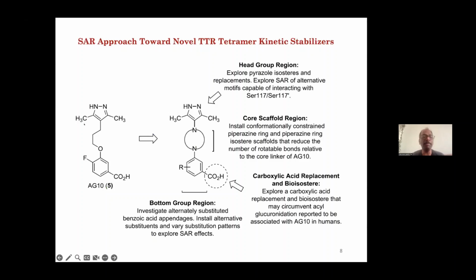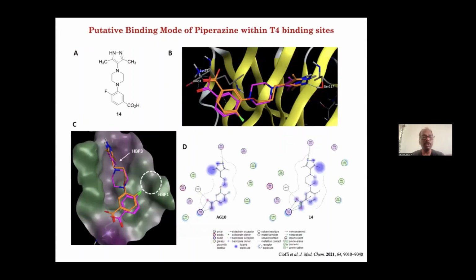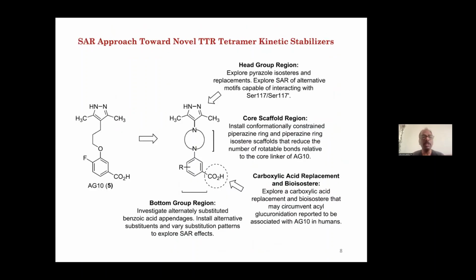And this is the reported compound. This is AG10, and based on this, we have designed our compound. We wanted to keep all these favorable interactions of this pyrazole and these two methyl groups, this fluoro and this acid group. So what we have done is we have installed a conformationally locking group, so as to bring a favorable entropy and activity.